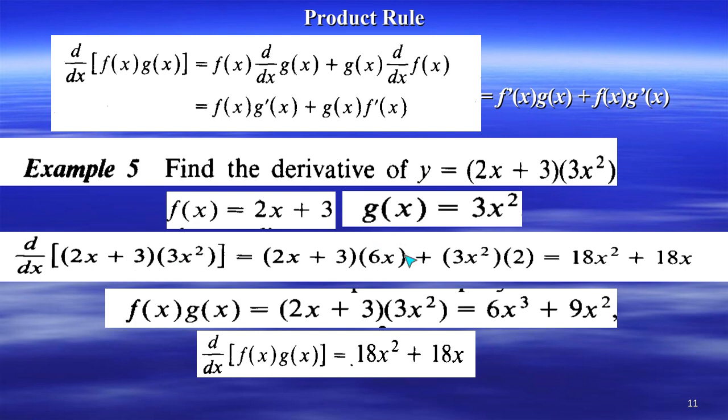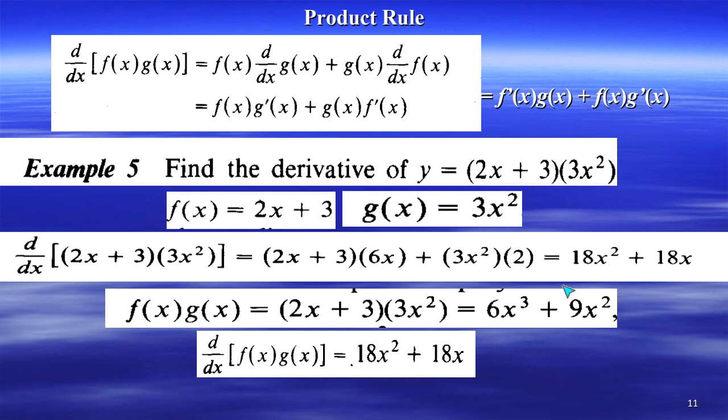So (2x plus 3) times 6x plus 3x squared times 2, applying the book's formula. Or if you wish, 2 times 3x squared plus (2x plus 3) times 6x. This is the same formula. And the result: 2 times 3x squared is 6x squared, plus 12x squared, that is 18x squared, plus 3 times 6x is 18x. So the result is 18x squared plus 18x.